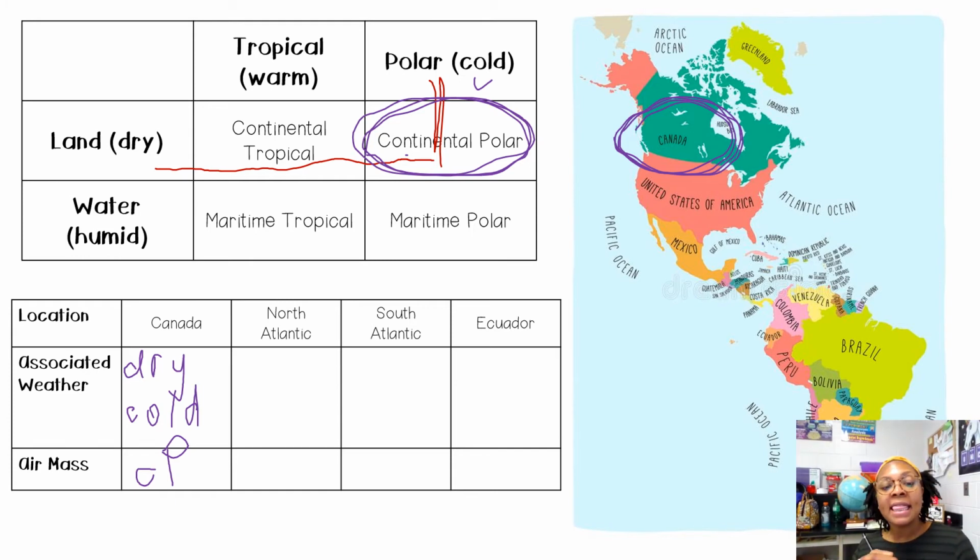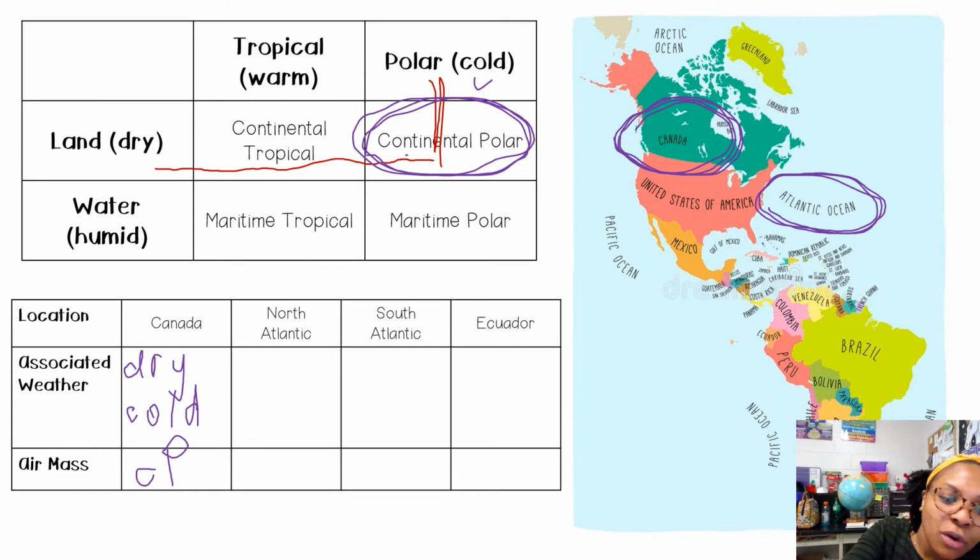All right. The next one is the North Atlantic Ocean. So that's a key word right there, North Atlantic Ocean. All right. Is it over land or is it over water? Is this air mass over land or over water? If it's in the ocean, is it going to be land or water? Water. So we're looking at maritime. All right. And is it maritime polar or maritime tropical? This is a little hard, but it's actually maritime polar.